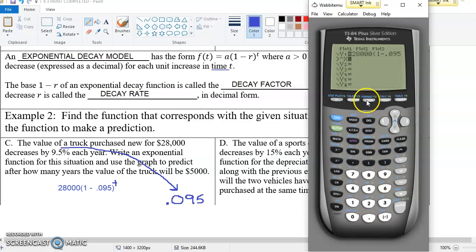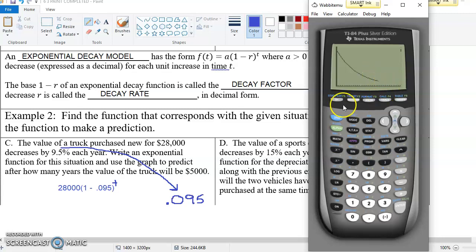I think my window is going to be pretty much good to go. It's never going to make it up to 75,000 though, because this thing is going down in value. In fact, it's never going to go above the initial value. So if I start at 30,000, that's probably a pretty good indicator.